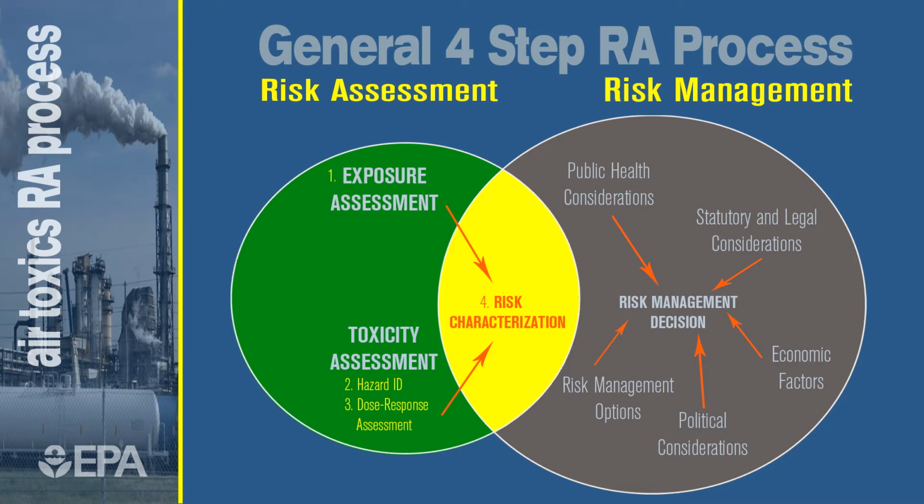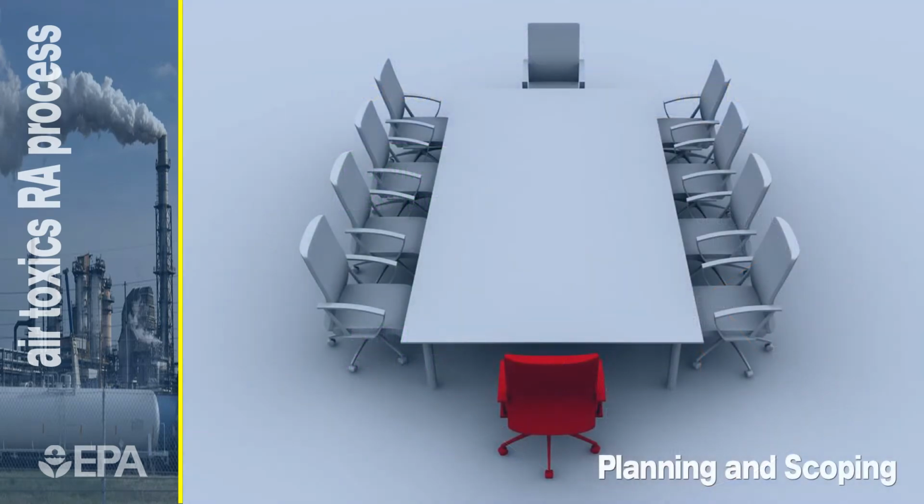Notice now that we've got the words planning and scoping on the left side of the circle that describes risk assessment. That's the first step in risk assessment. It's very important to plan so that you make sure that you do the right risk assessment and can answer the correct question. So in planning and scoping, we make the following decisions.